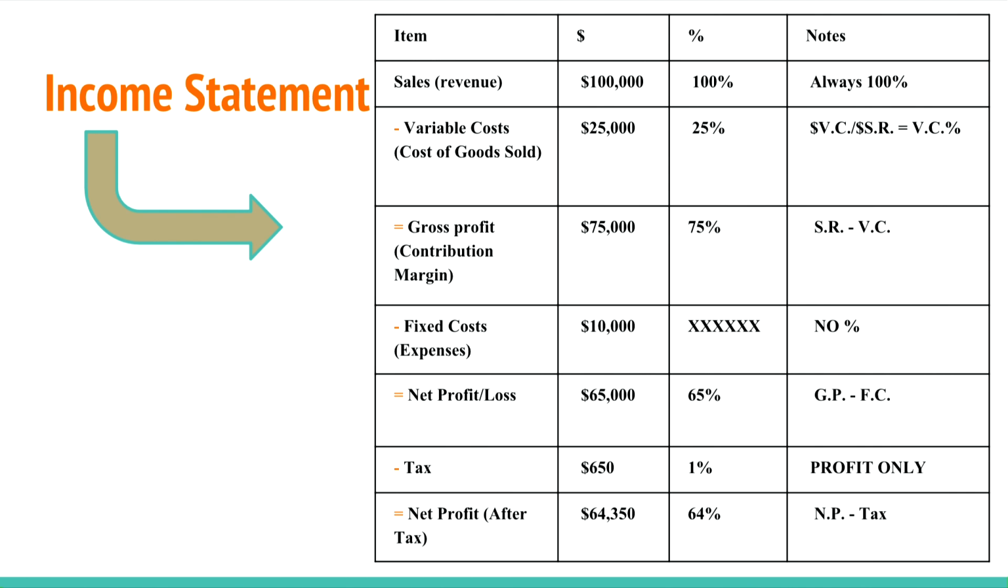If you make a profit, then you subtract your tax, and in this example, it is 1%. So 1% of $65,000 would be $650, and you would only take your tax out if you made a profit. In order to get your net profit after tax, you subtract your tax from your net profit. And in this example, that would be $64,350.